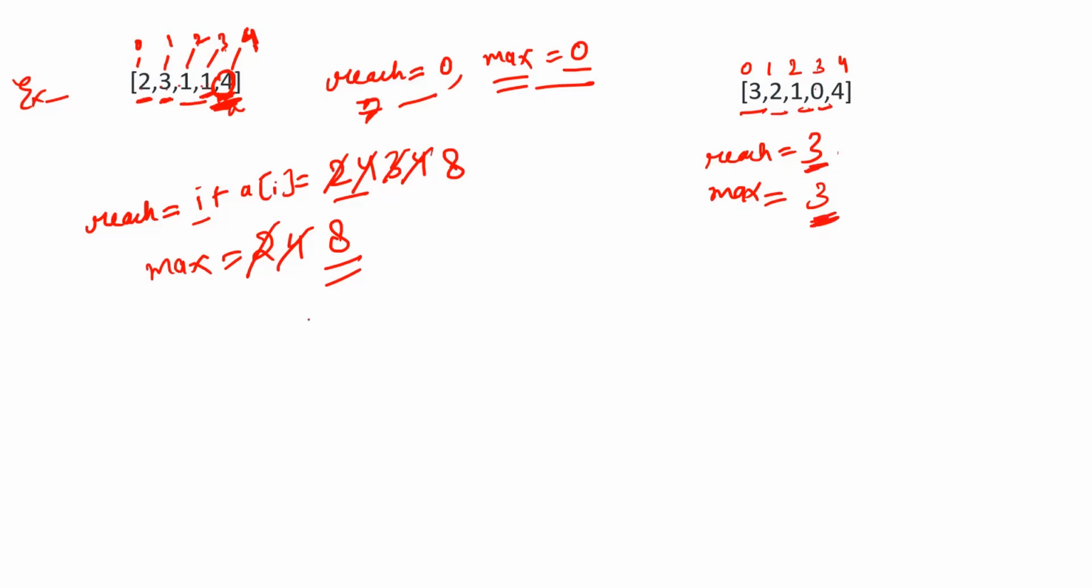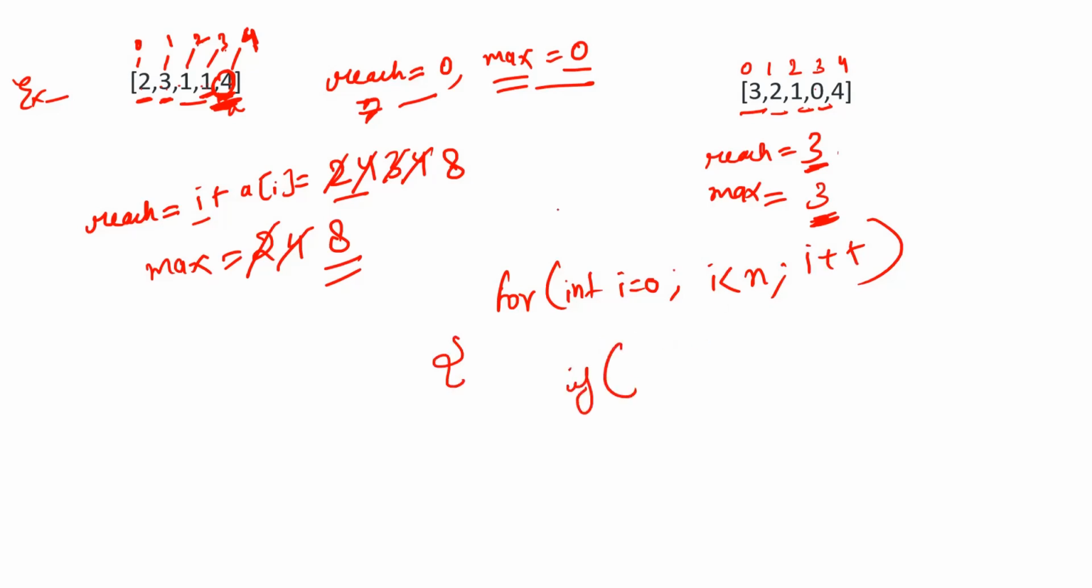Now when you're traversing, for traversal purposes obviously you'll be using a for loop. So for int i equal to 0, i less than n, where n is the size of your array. You have to put one condition here, that if for any instance the i value has become greater than the max value, you have to simply return false. So this time the i value will be 4, and the max value as of now is 3 itself. 4 greater than 3 means that we cannot reach the end of the index, so hence we'll be returning false.